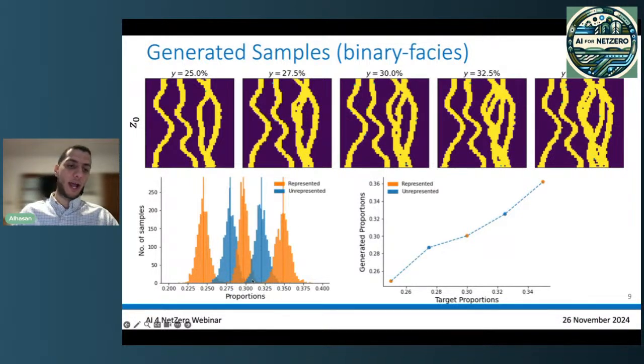In this histogram, we just plotted the represented conditions versus the unrepresented conditions. The represented means that these were found in the training set. The unrepresented means that these weren't in the training set. And you can see that the model was able to generate something beyond the training samples.